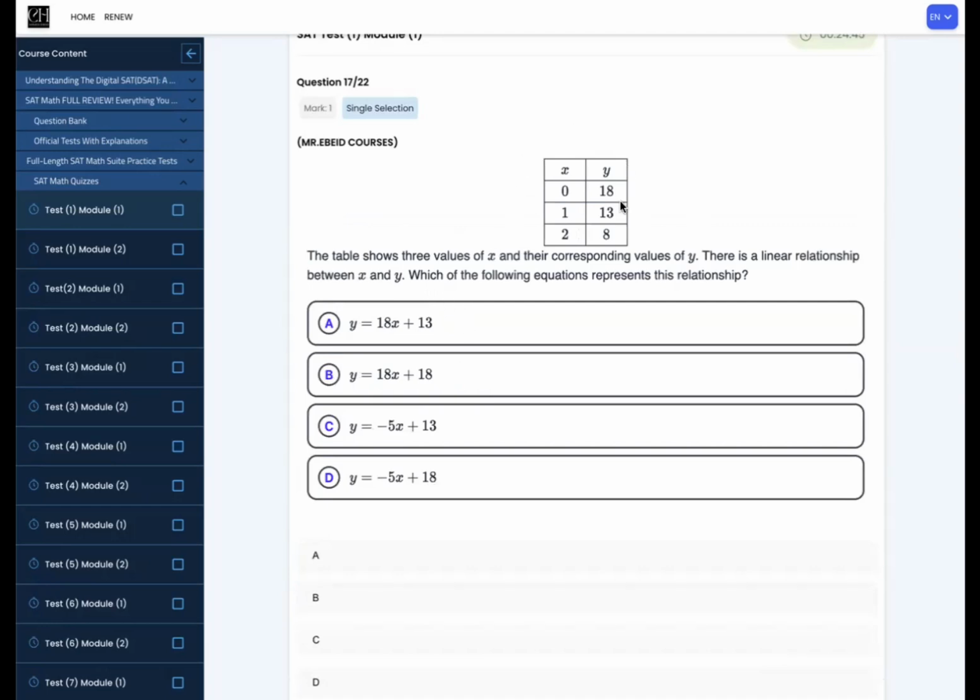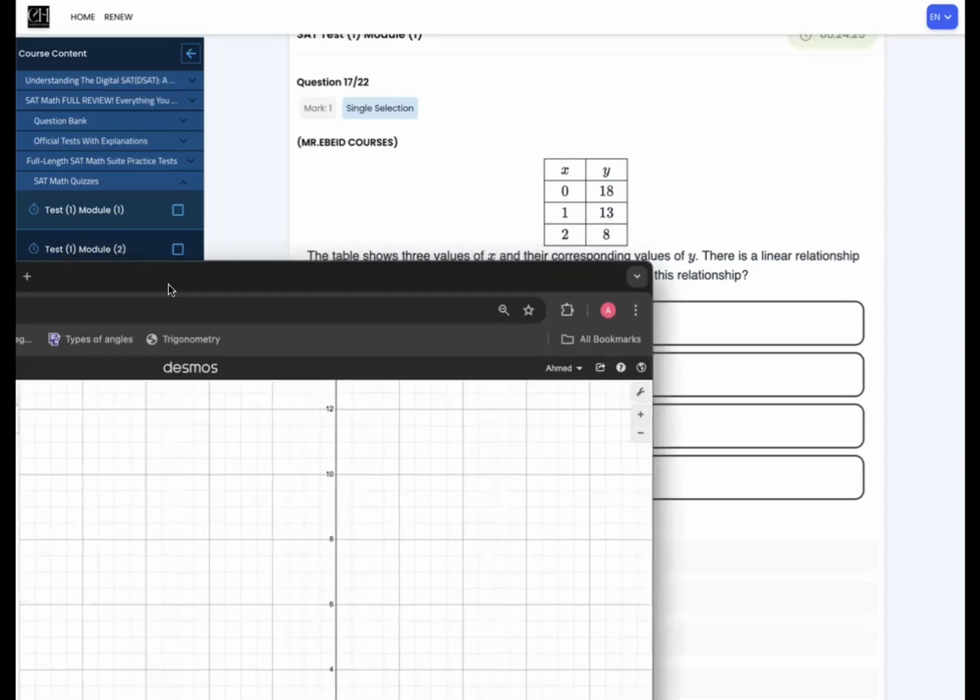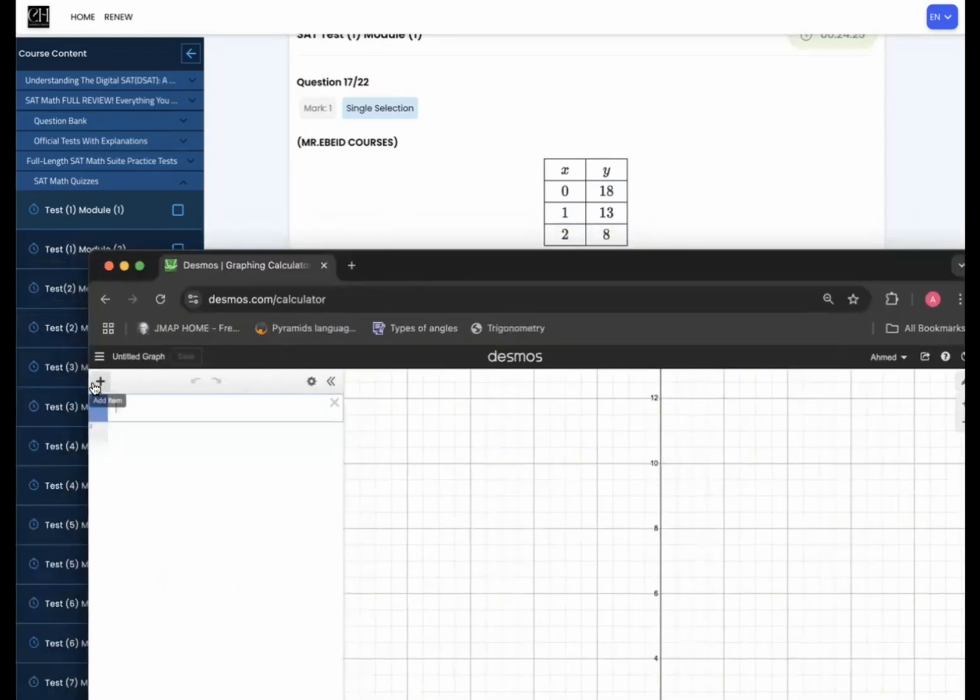Question 17, we have a table. The table shows three values of x and their corresponding values of y. There is a linear relationship, it's a very important one, between x and y. Which of the following equations represents this relationship? We have several methods to answer this question, but I prefer to use this method. You can press on this button and choose table, then write 0, then 1, then 2, and here we have 18, then 13, then 8.